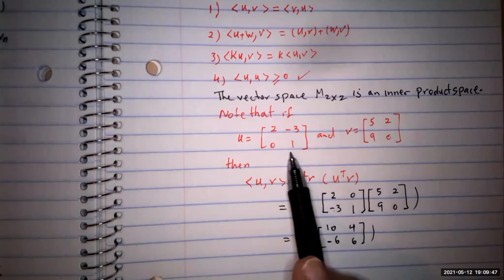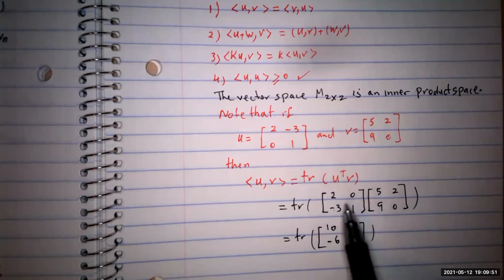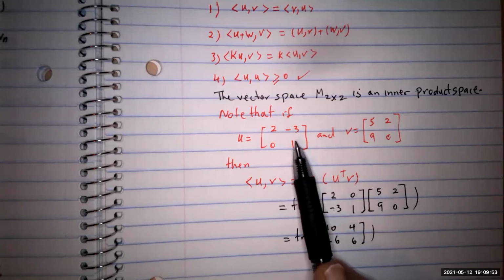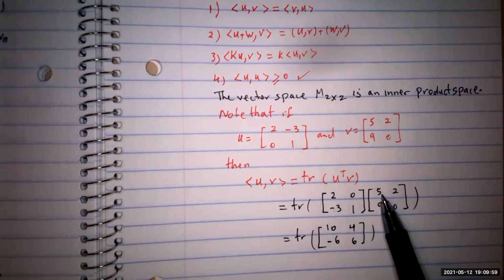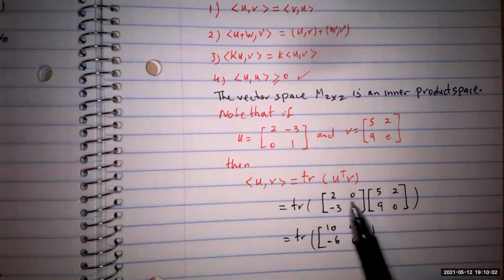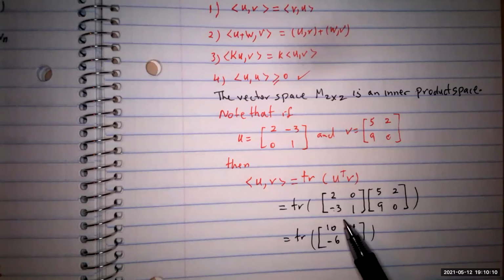So that's 2, negative 3, 0, 1, and I have the 5, 2, 9, 0. What I did, I switched it first. So it's 2, negative 3, 0, 1, and the 5 times. If I multiply, that gives me 10. I multiply this one, that gives me 4. And this is going to be negative 15, and the 9, which is going to be negative 6.